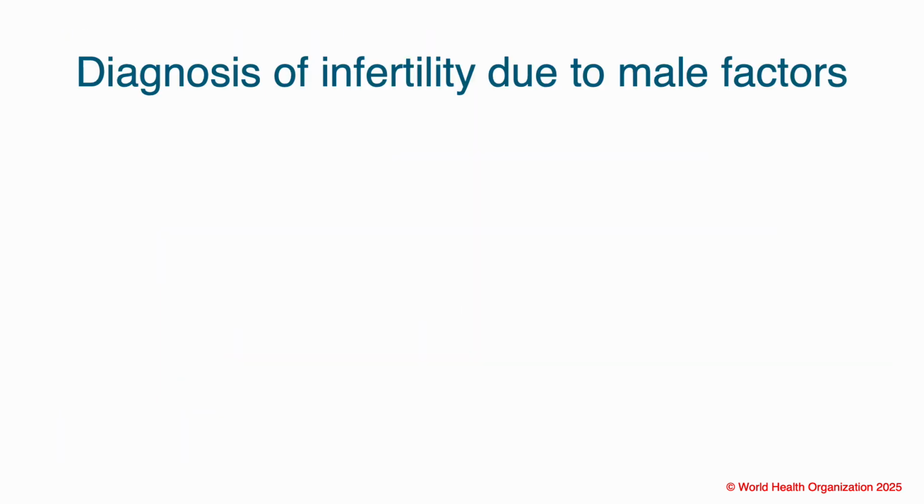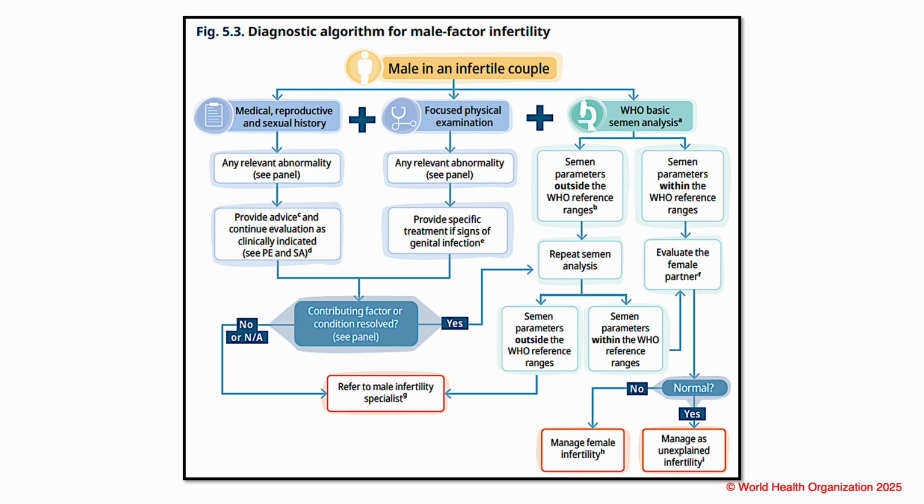Diagnosis of infertility due to male factors. We can see here how to approach a male. Firstly, we have to take the thorough medical, reproductive and sexual history, then the physical examination and a basic WHO semen analysis, which we are following the 6th manual. So depending on that, further management will be done.